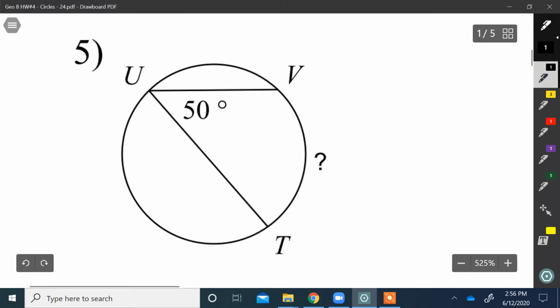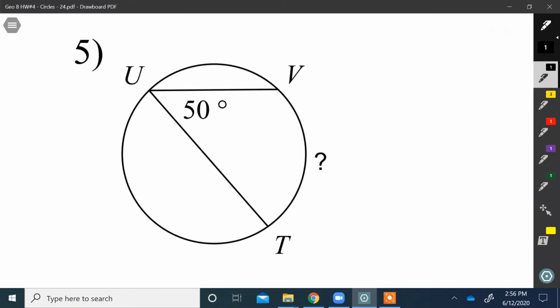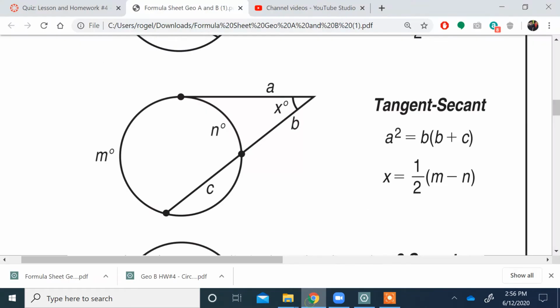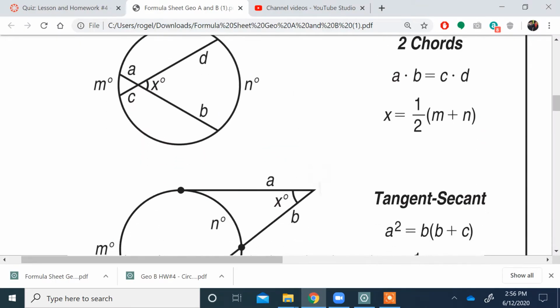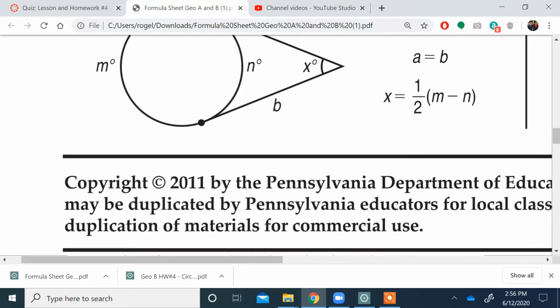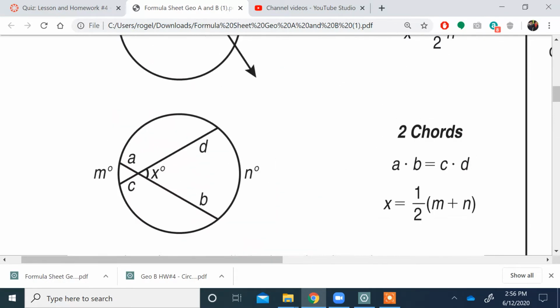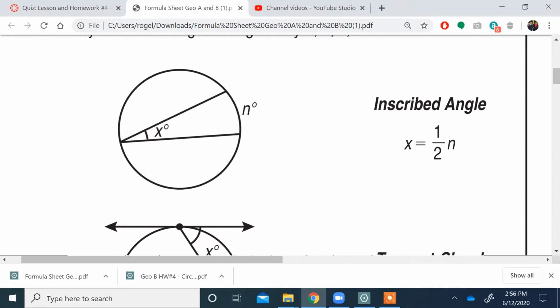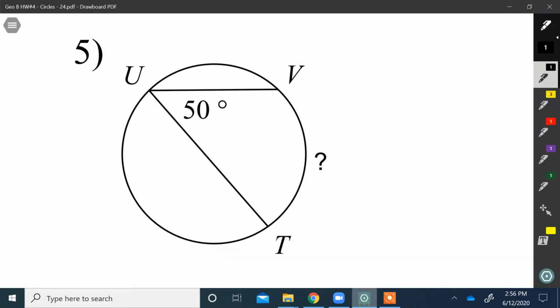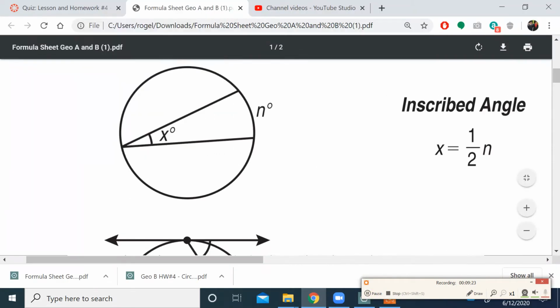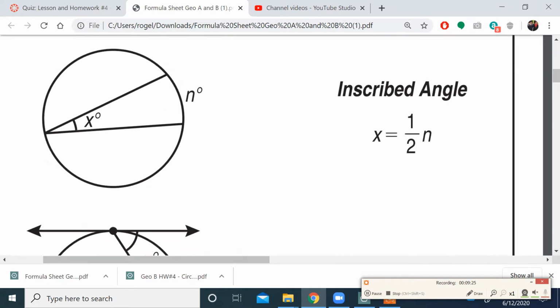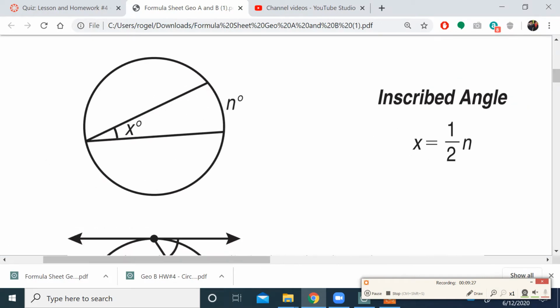All right, let's take a look at this one here. What do I have here? So if I go back to my formula sheet, I'm going to look for exactly that right there, something that looks like that. You will always find something that looks like that. So this one right here looks the same as this right here. This is an inscribed angle. So the formula for that is right there.